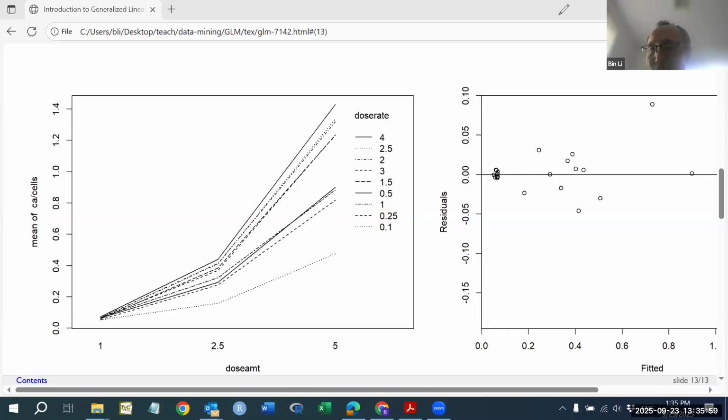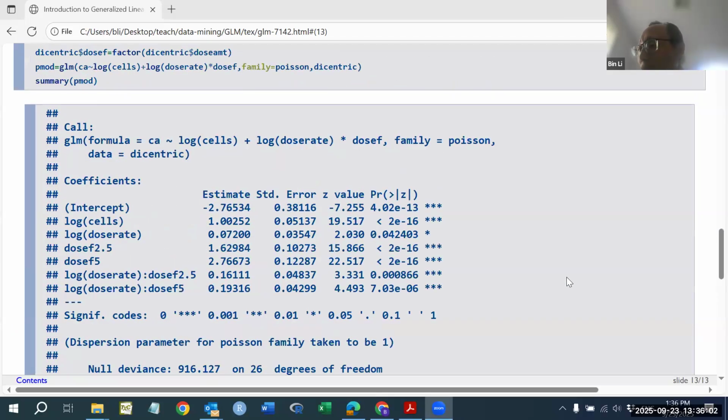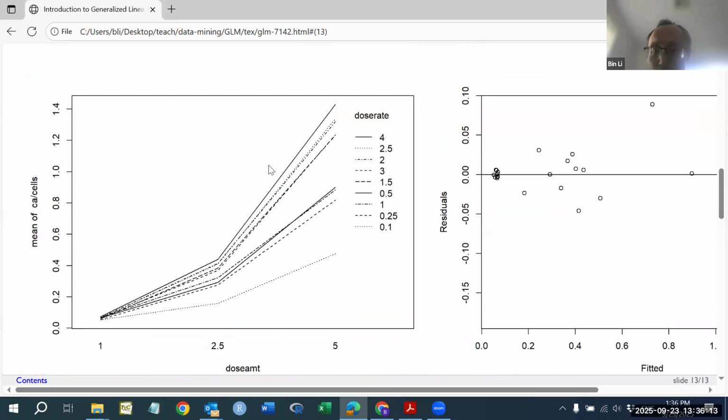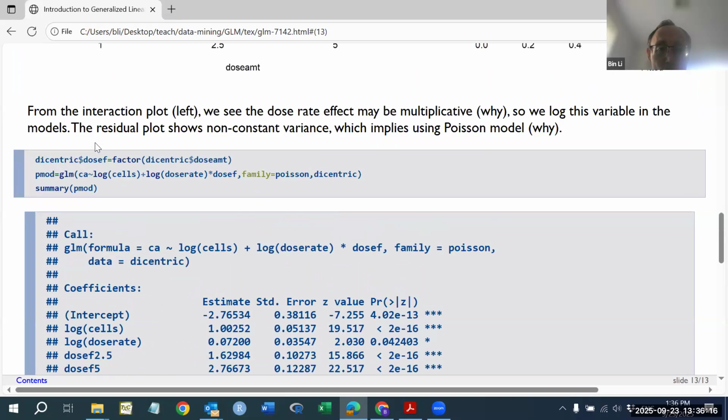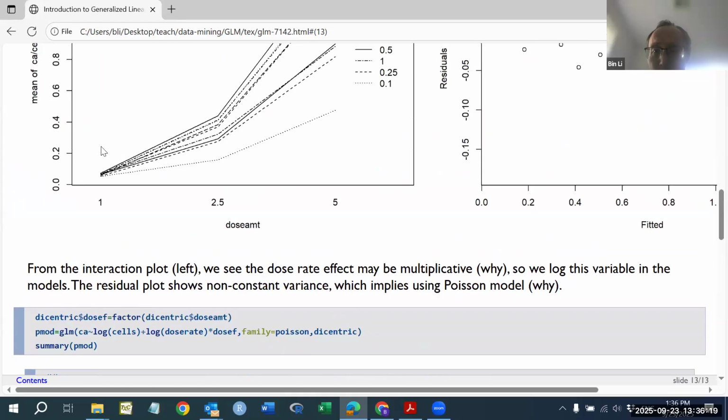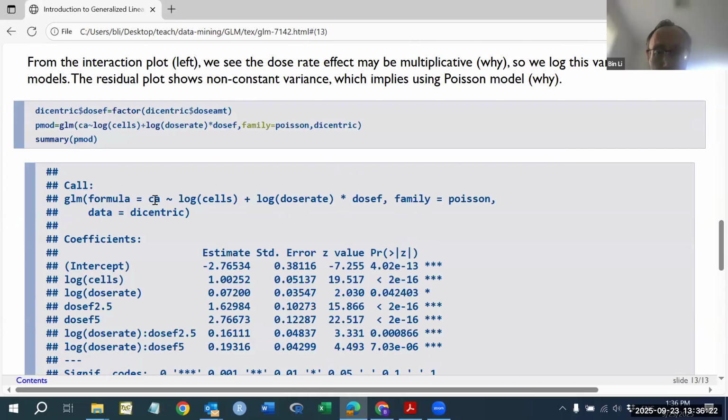Okay, so through this, what would we like to use? If we see there is a multiplication effect, we would like to use the log of the dose rate. So here we first fit a Poisson model where the response is the chromosome abnormality count, and we have the log of cells. I put the log cell here, and I will tell you why in a minute. This is the size variable, right? But here I first included it as a log cell.